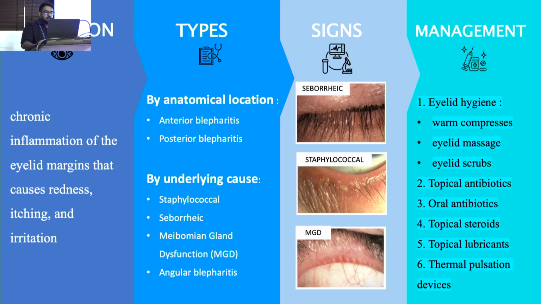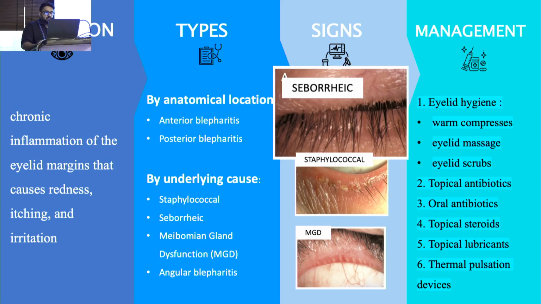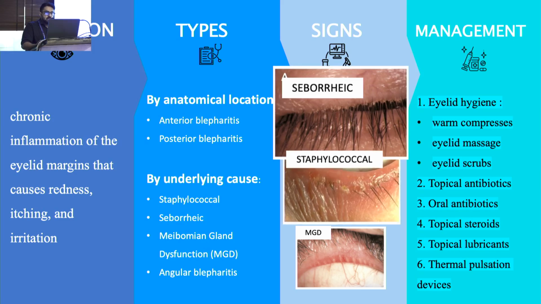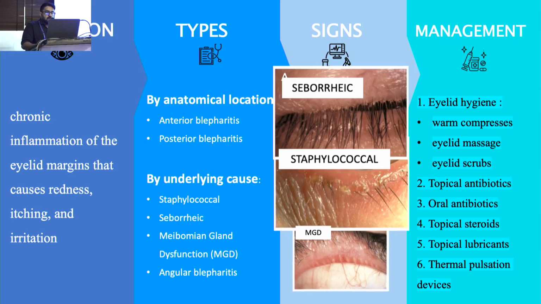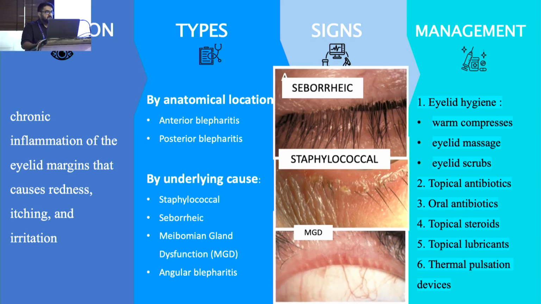Depending on the underlying cause, we can differentiate into staphylococcal, seborrheic, meibomian gland dysfunction, and angular blepharitis. Elaborating on the signs in seborrheic blepharitis, as you can see, collarettes along the lid margins. You can see more erythema and edema in the lid margin in cases of staphylococcal blepharitis. And MGD, which I'll be elaborating later, has a lot of meibomian gland cupping that you can see.